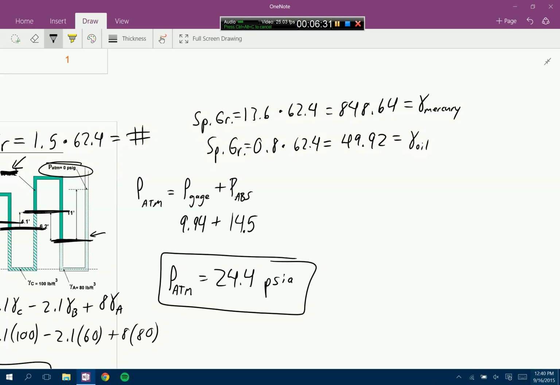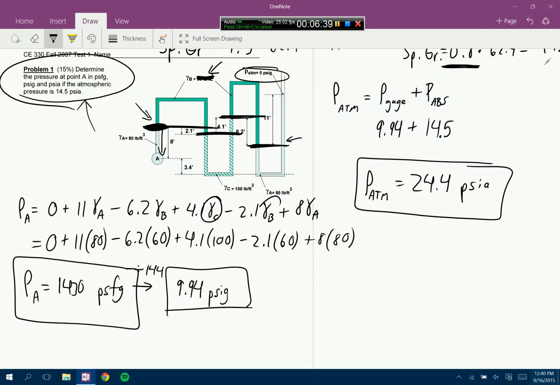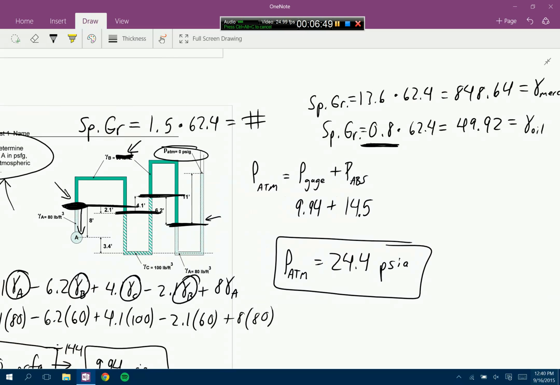You always have to convert these. The specific gravity, you can't just plug this number right here into these manometer problems. You have to take the specific weight, not just the specific gravity. It's very important, and a lot of people struggle with that, so I figured that if I stress that enough, you guys might understand it.